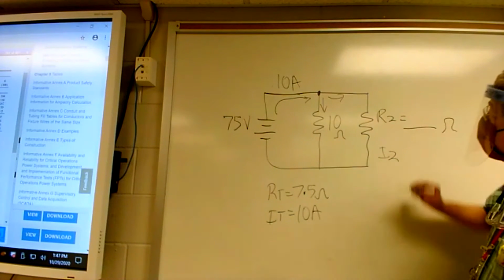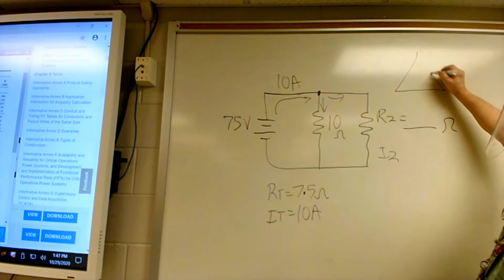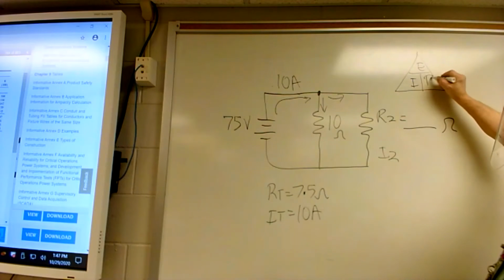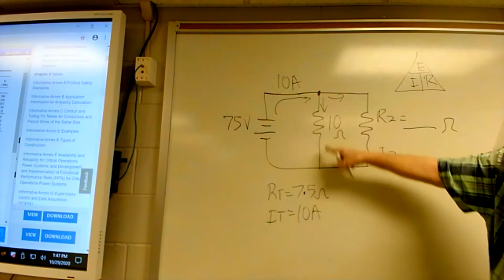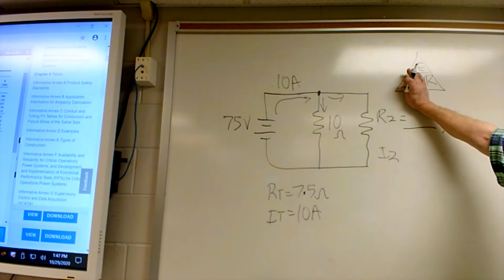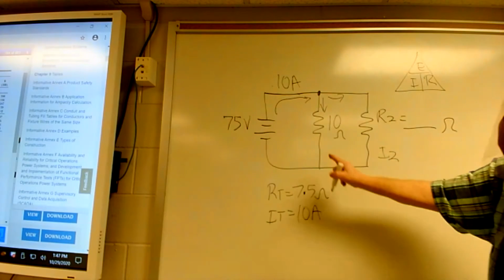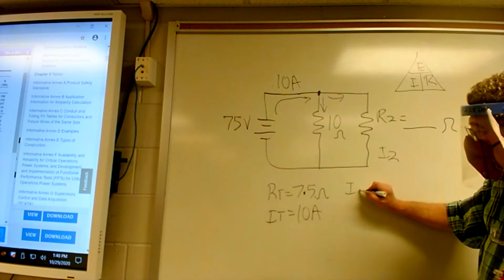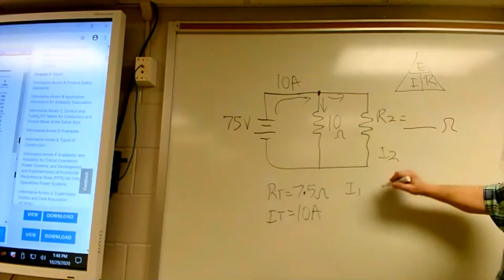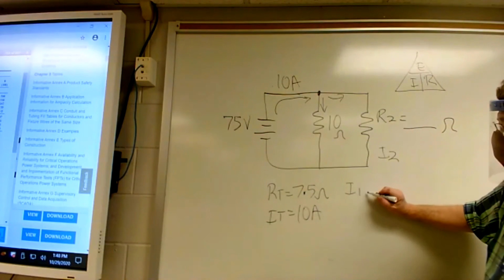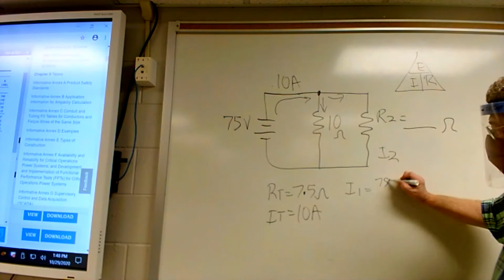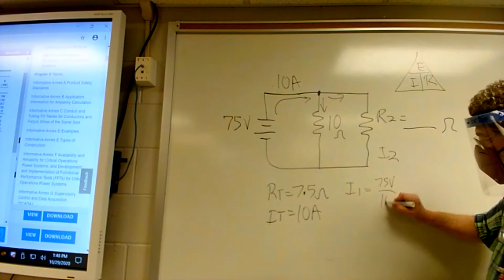You just go back and look at your triangle. You've got E, I, R. And you're looking for the current through here. It will be I. So if you cover it up, it's going to be E over R. And the E has to be this, doesn't it? So this is I1 and I2, current 1, current 2. So I1 is going to equal E over R, right? And the E would be the 75 and the R would be the 10.